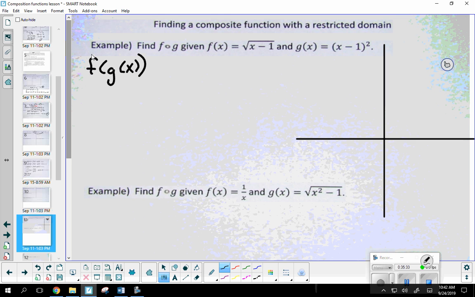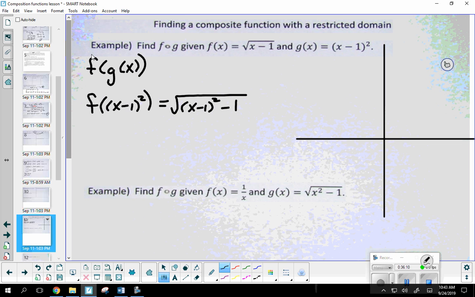So how will I perform the substitution? The way I've written it, will I plug function f into function g or g into f? G into f. You always start with that innermost function. So this is going to be f of the x minus 1 squared. So the square root of x minus 1 would be the square root of x minus 1 squared. See, there's the x, and then you have the minus 1. I plug g directly into function f. Is everybody okay with that?